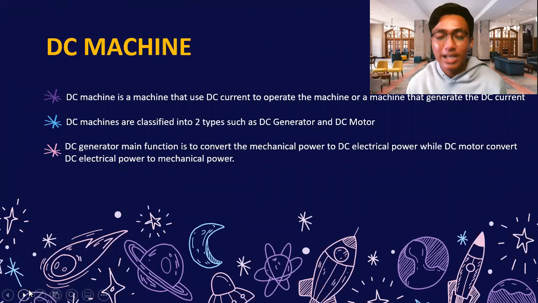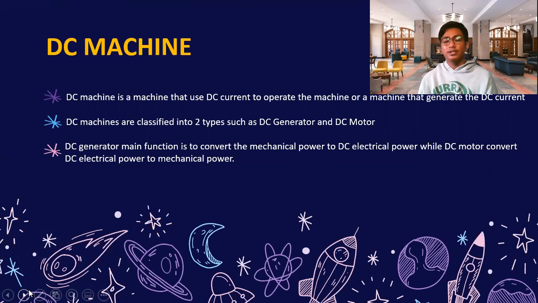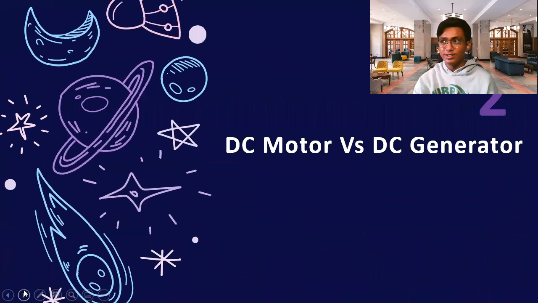A DC machine is a machine that uses DC current to operate, or a machine that generates DC current. A DC machine is actually divided into two types. One is the DC motor and one is the DC generator. The DC generator's main function is to convert mechanical power into DC electrical power, while the DC motor converts DC electrical power into mechanical power. So basically that is the meaning of DC machine.